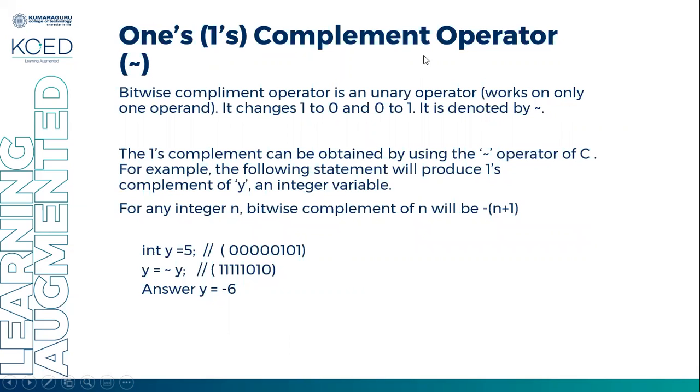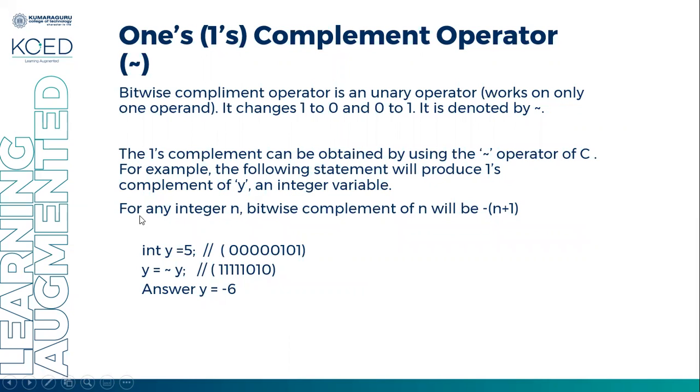Another one is the one's complement operator. The bitwise complement operator is a unary operator. It deals with a single variable and works only with one operand. It changes 1s to 0s and 0s to 1s. It is denoted by the tilde symbol. Another name is the negation operator. The one's complement can be obtained by using the tilde operator in C. For example, the following statement will produce the one's complement of y, an integer variable. Y is an integer variable. When using the tilde symbol, it will produce the one's complement of y.